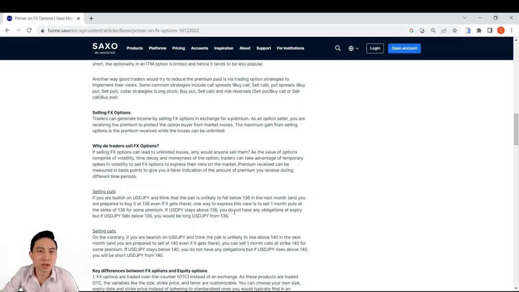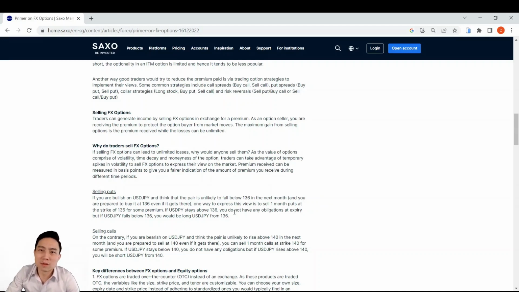However, if you're bearish on dollar yen, you can sell some calls at strike prices above spot. So if spot is 129, you can sell calls at strike, for example, 131 for some premium. If dollar yen stays below 131, you have no obligations at expiry. But if it goes above 131, you will be short dollar yen from 131.